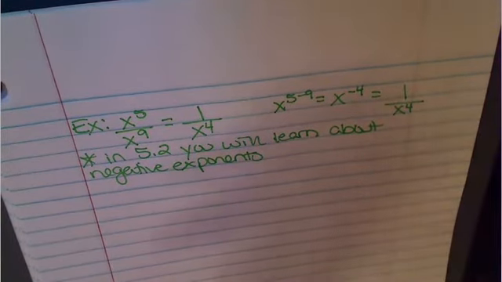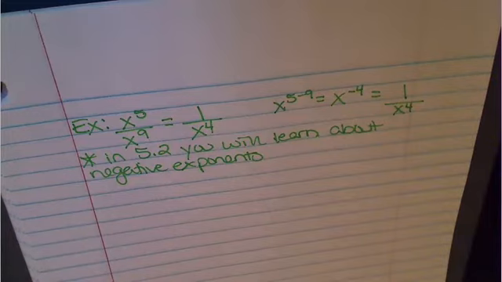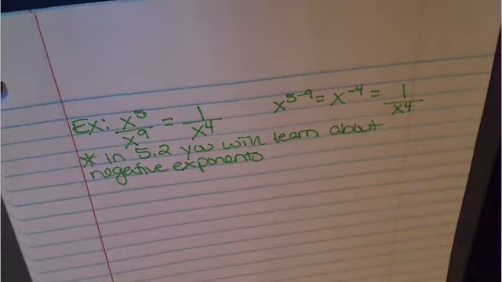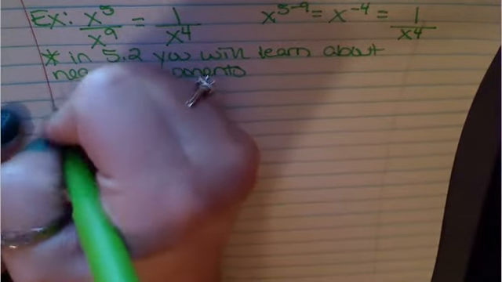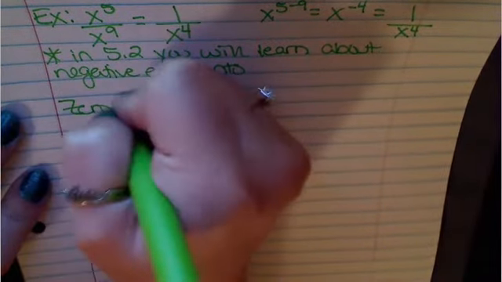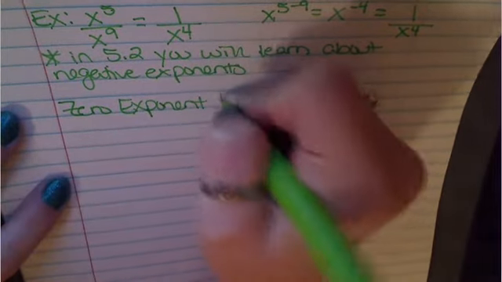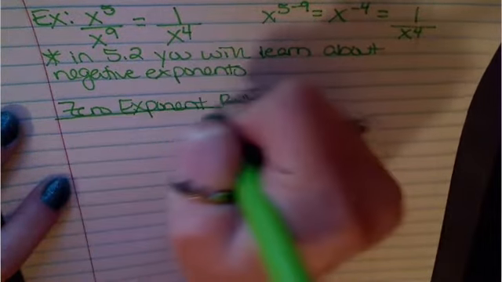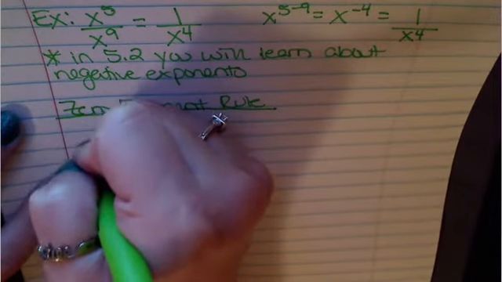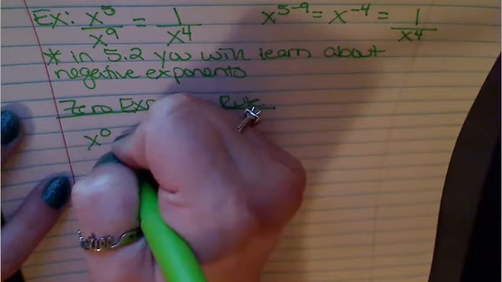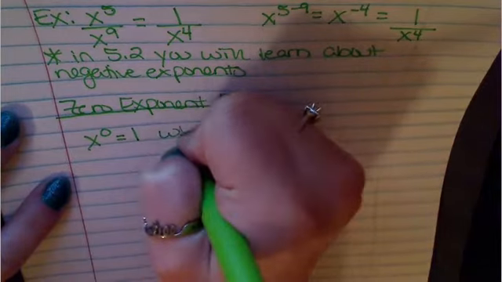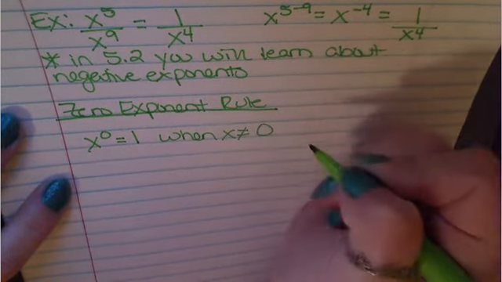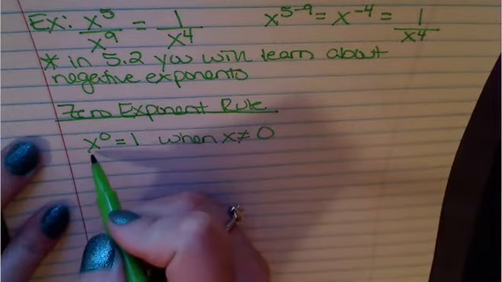Okay, after the quotient rule, you have 2 more rules. The first one is pretty much just a simple rule, one that you're going to have to remember, and it's called the zero exponent rule. The zero exponent rule says if you have an exponent of 0, then it equals 1. And this is when x does not equal 0. Regardless of what your base is, if it's raised to the 0 power, your answer is 1.